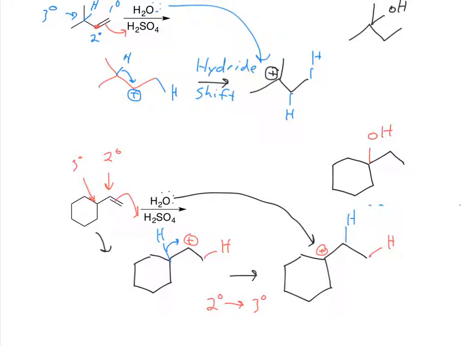All right, so the take-home message is when you see acid and water, you know you're going to get an OH. And it's going to go to the more substituted carbon, which is Markovnikov's rule, right? So it adds Markovnikov. The only problem is be careful about rearrangement.